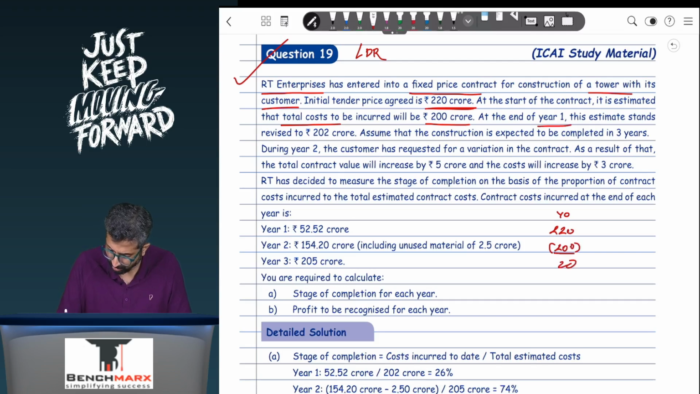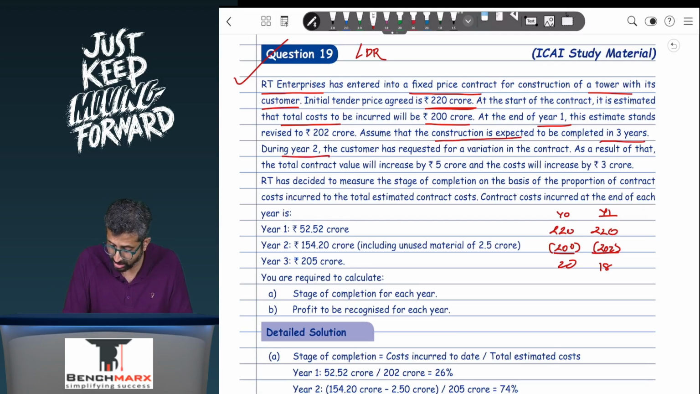At the end of year 1, this estimate stands revised to 202 crores. So the cost estimate is revised to 202 crores. If nothing is given, your revenue continues to be 220 only. So still there is an estimated profit, thereby you don't really need to prepare a separate loss provision. Assume that the construction is expected to be completed in 3 years.